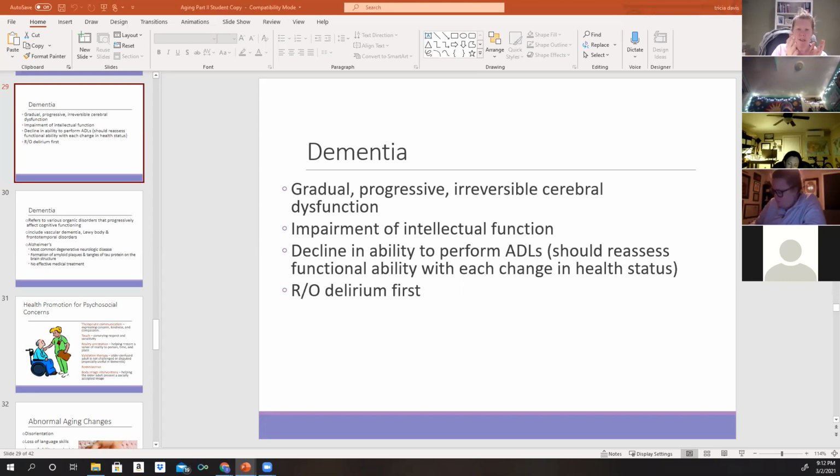When you have a patient that presents with dementia, if they didn't come with a loved one, you would want to rule out delirium first. Make sure they don't have any kind of underlying infections. Make sure it actually is dementia.